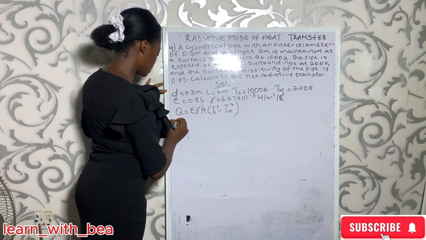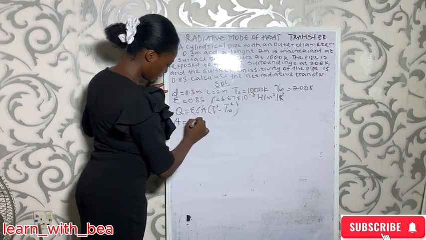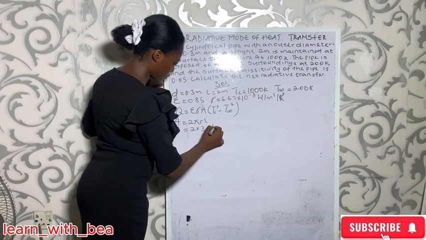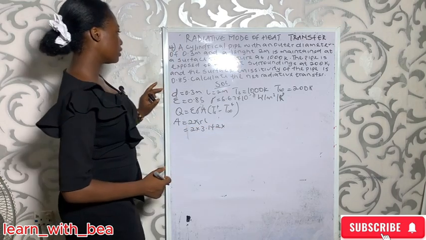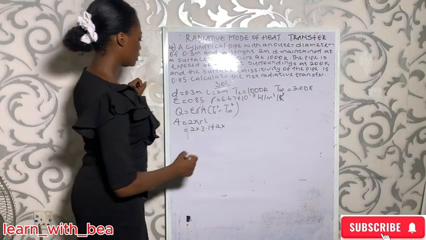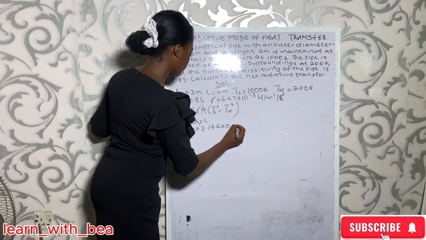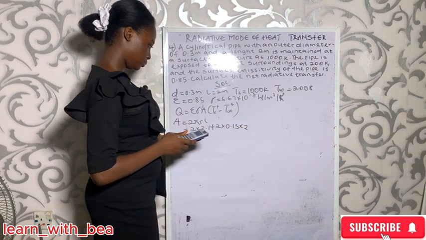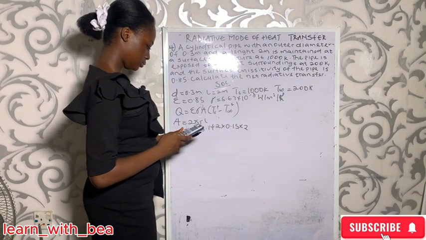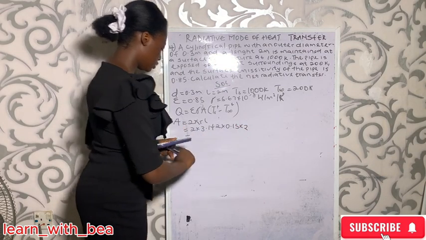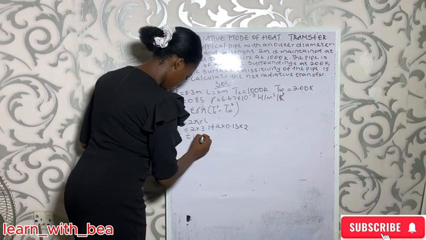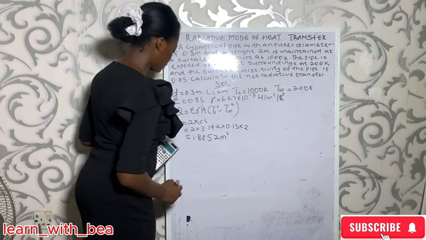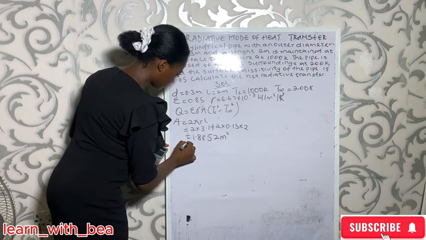Our area is 2 pi R L. So that's 2 times 3.142 times R. We're not given R, but we're given diameter, so divided by 2 gives 0.15, and the length is 2. So we have 1.8852 meter square.